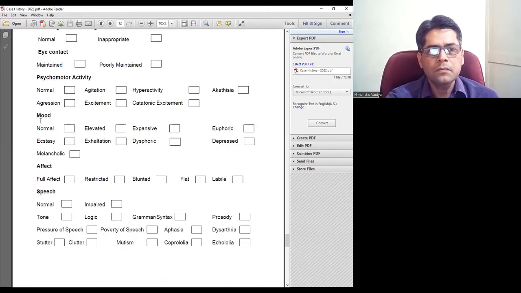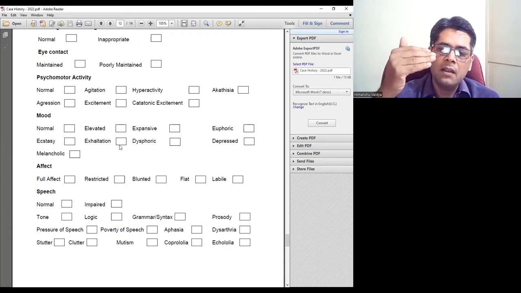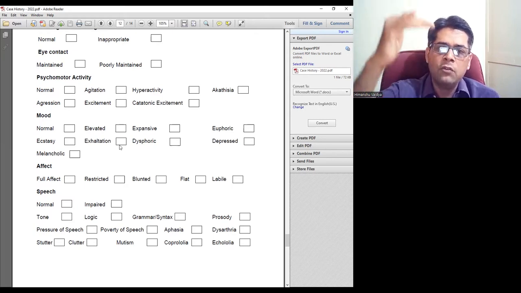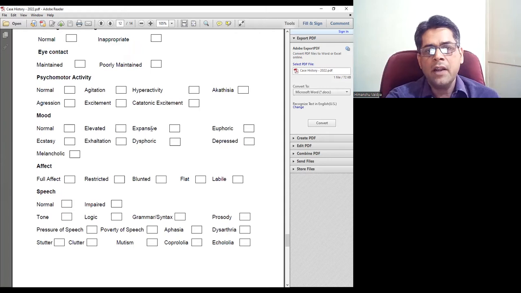Similarly, mood. Is it normal or not normal? Normal, then we just tick here and it ends. If it is not normal, then we can go for any of the other choices. And essentially, they are designating intensity and flavor on the higher side and on the lower side. So elevated, expansive, euphoric, ecstasy, exaltation, these are on the higher side. Dysphoric, melancholic, depressed, these are on the lower side.